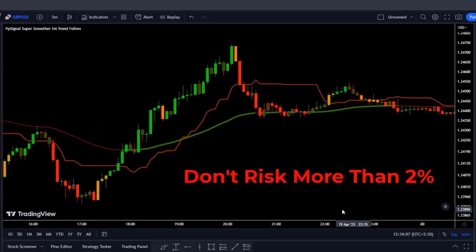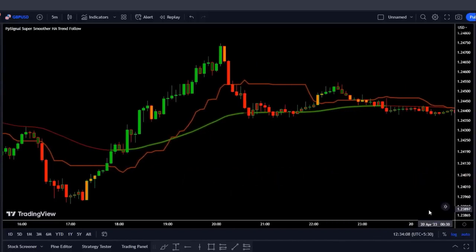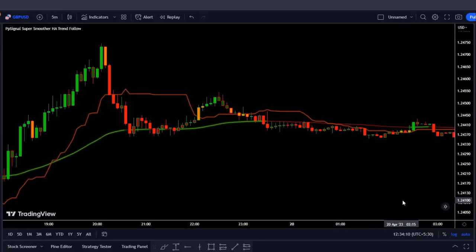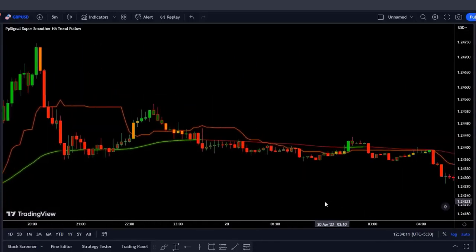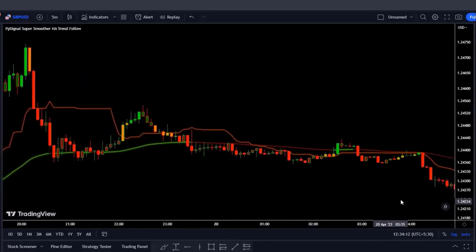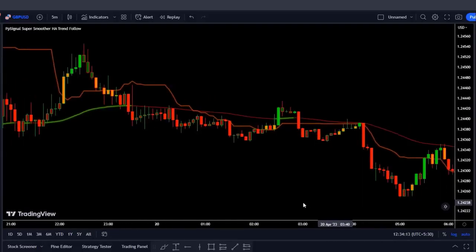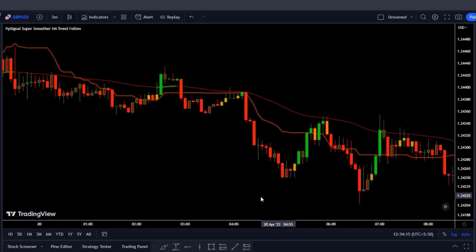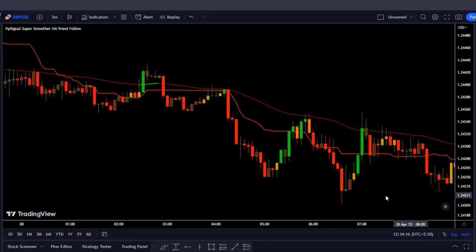Don't risk more than 2% per trade. You can use more than one currency pair and you can gain more money with this strategy. Now I'm going to improve the accuracy of this indicator. If you want, you can use this indicator alone as well. You have already seen this amazing result, so we will add another new indicator to make it better.